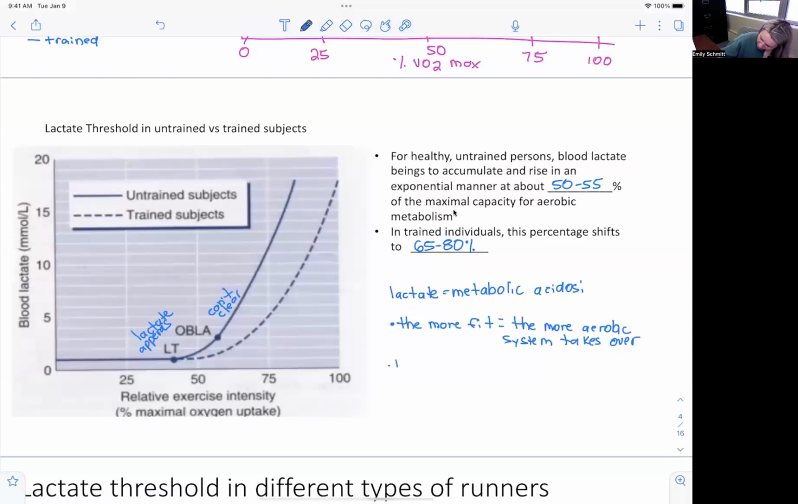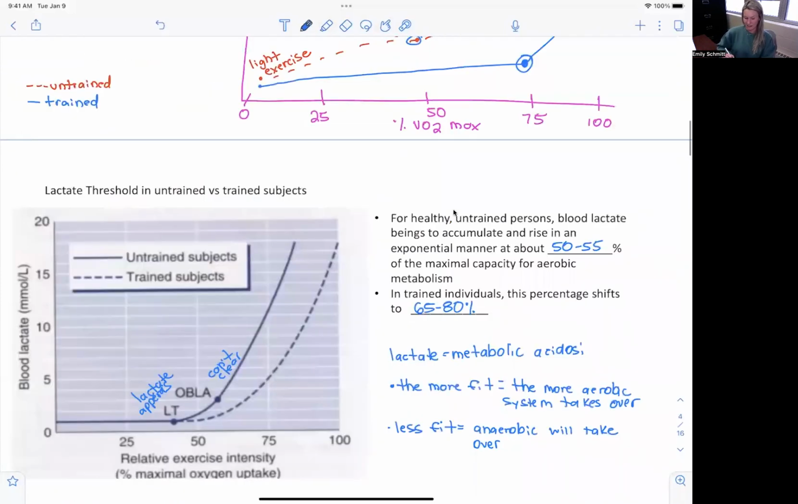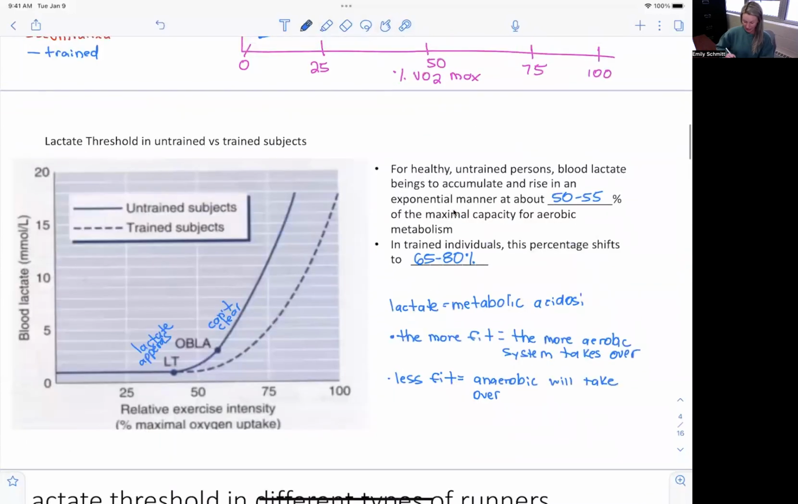The less fit you are, the less trained you are, the anaerobic system will take over. And we know that the anaerobic system means without oxygen, which means you are going to be converting that pyruvic acid into lactic acid instead of going down to acetyl-CoA on into the Krebs cycle and the electron transport chain.